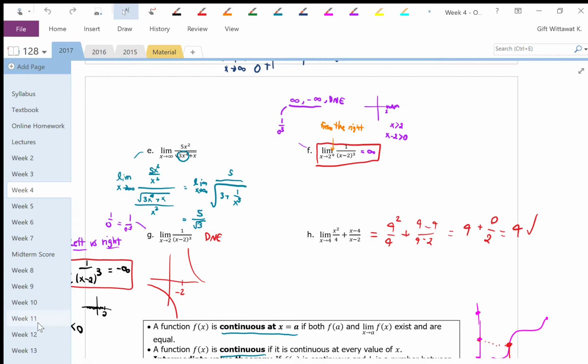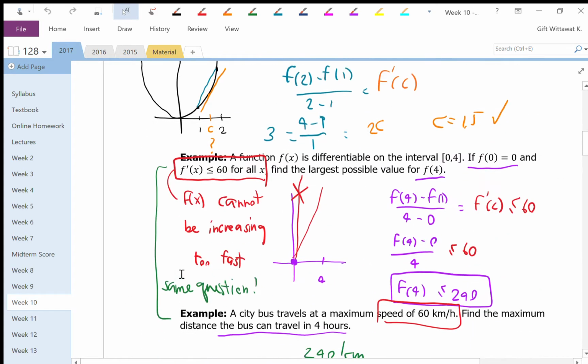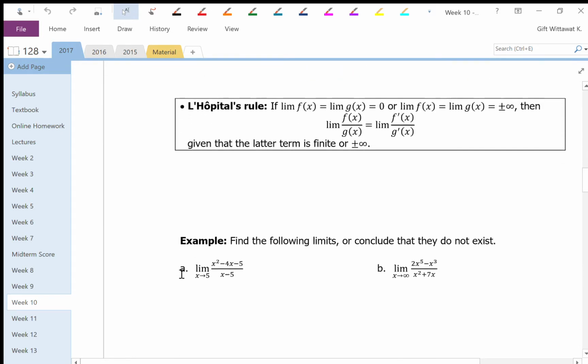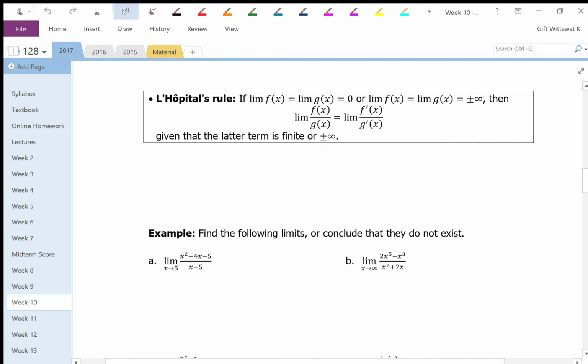So now that we are done with the derivative, we are actually going to use the derivative to help us find the limit. So we have here L'Hopital's rule. L'Hopital's rule says that if the limit of f and the limit of g are both 0, or they are both plus or minus infinity, then the limit of f over g is going to be the same as the limit of f prime over g prime.